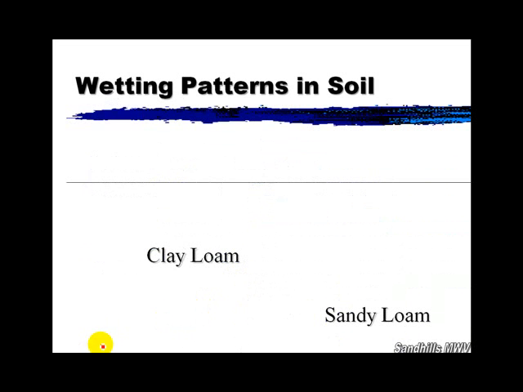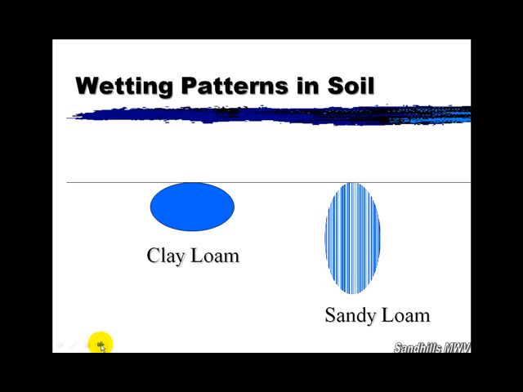So some of the wetting patterns, a clay loam is going to wet in an oblong pattern, and a sandy loam is going to wet in an oval pattern, because the gravitational water will move more quickly through the macropores downward, where a clay loam is going to have more micropores. It's going to stop the water and move more laterally.